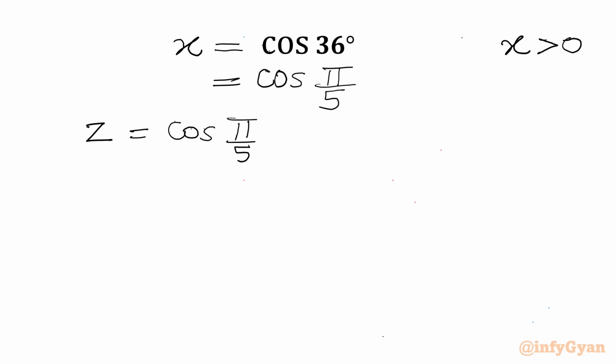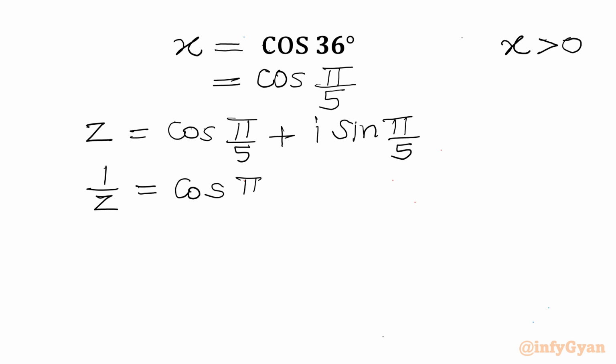Now we will convert degrees into radians, so we can write it as cos pi over 5. Now let us consider one complex number z, which will be equal to cos pi over 5 plus i sin pi over 5. Now we can write 1 over z also. Using de Moivre's theorem, it will be equal to cos pi over 5 minus i sin pi over 5.